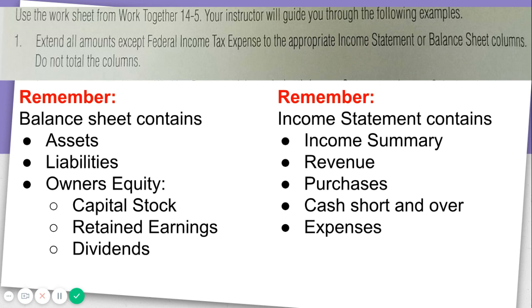So remember that the balance sheet contains all our assets, liabilities, and owner's equity, which will also include capital stock, retained earnings, and dividends. So everything that goes in your balance sheet should be cash on down to dividends. And this should be everything on your first page. Dividends is on your second page.